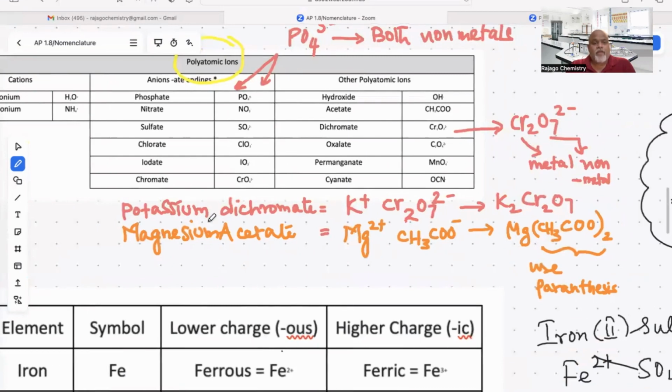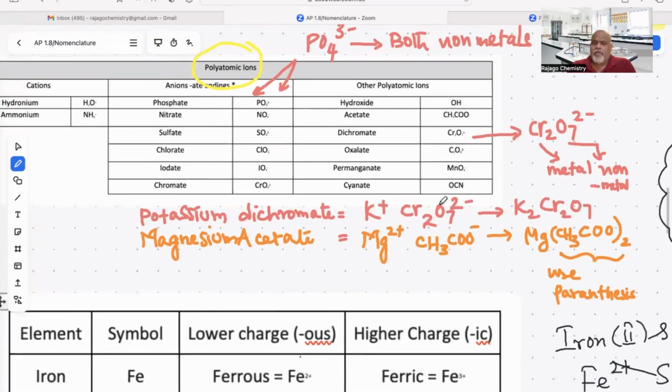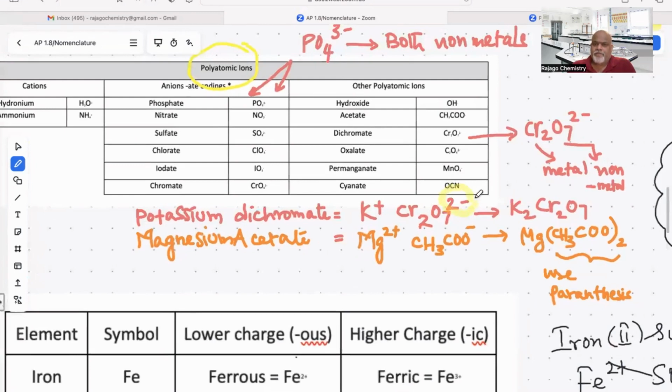And if you look at the formula, potassium dichromate, how to write it? Potassium is K+, dichromate is Cr2O7 2-. So I am just bringing the 2 here to the potassium, and there is only +1, so I can bring it down. I can write K2Cr2O7. I am not using any parenthesis because in this one there is only 1 I have to write. But if I have to write magnesium acetate, magnesium is Mg2+ and acetate is -1. This 1 can easily come here.